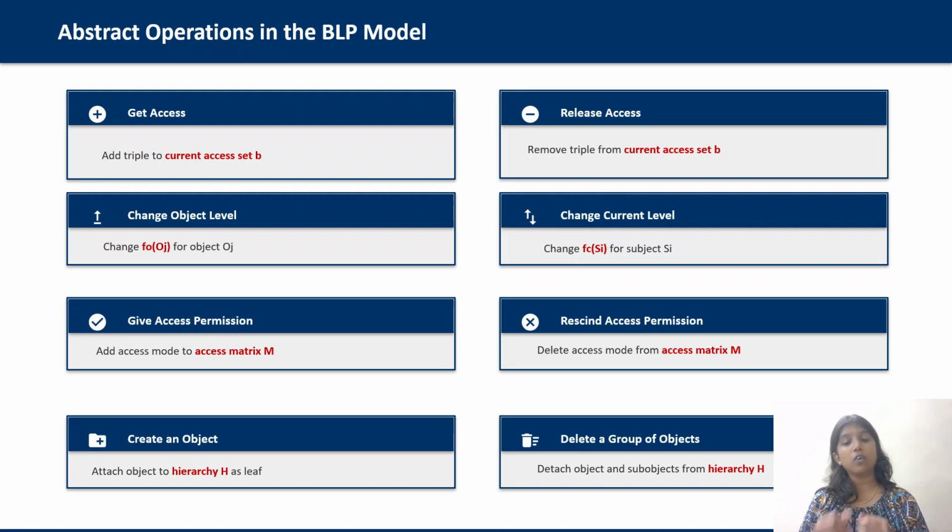Next is delete a group of objects: detach an object and subjects from hierarchy H. Hierarchy in the sense which we are seeing right now. As per the star property, the top secret users who can access the secret file can only read, but they can't write. Same way, the lower level user can only read but not write. No read down, no write up. These are the two main important properties that we have seen before: the star property, the DS property and the SS property. This is what the abstract operations in the BLP model contain.